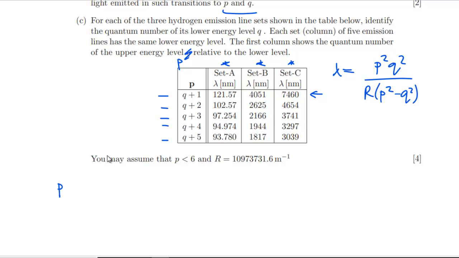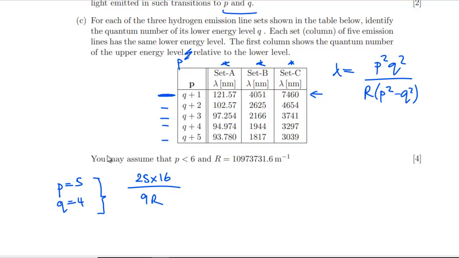So if P was 5 and say Q was 4, so P is Q plus 1 is what I'm doing here. So if P is 5, Q must be 4. If we put these in, they're giving us R there. So what have we got? P squared times Q squared, that is 25 times 16 over 25 minus 16, so 9R.